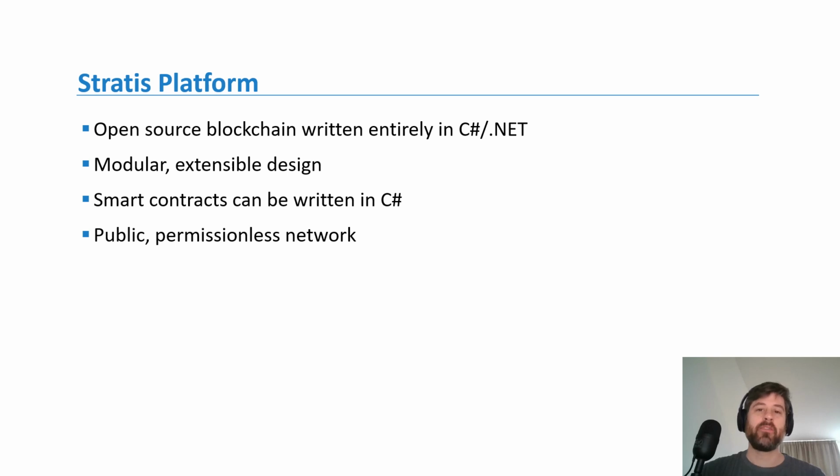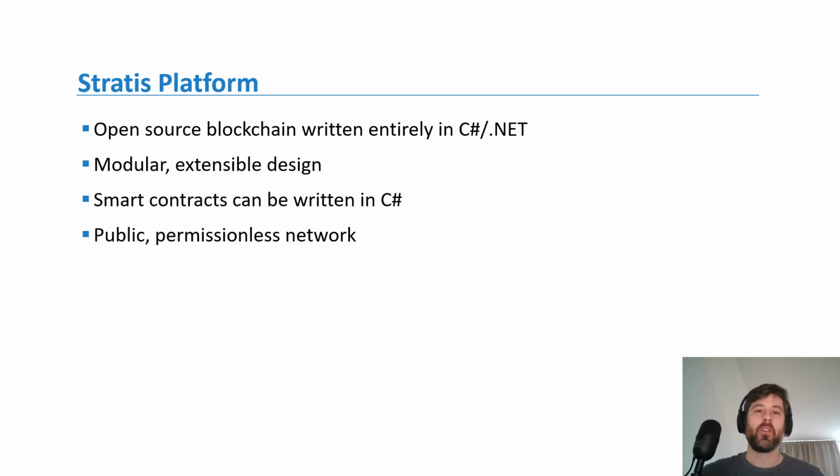So the Stratis platform itself is an open source blockchain that's written entirely in C#. And by design, it is modular and extensible, and it allows different blockchain components to be connected together in whatever ways a developer desires. It could also be thought of as a blockchain SDK, where you can pick and choose different consensus algorithms, different databases and storage mechanisms. And then on top of that, you can add features like smart contracts to come up with entirely new blockchain configurations.